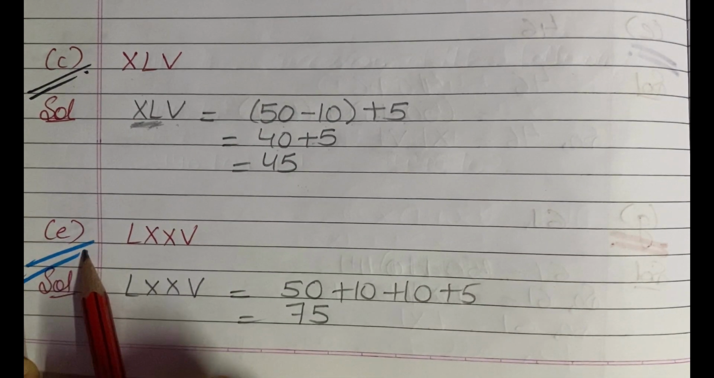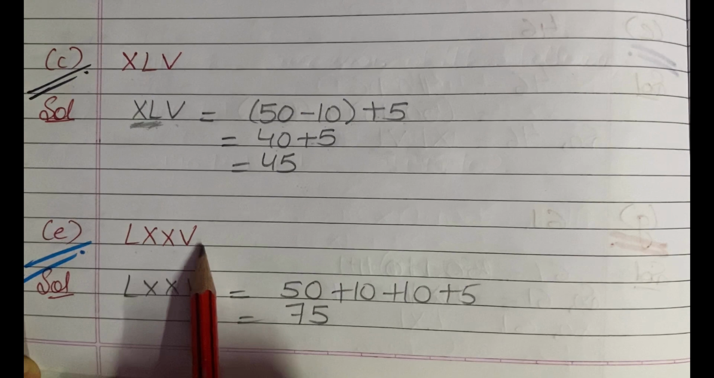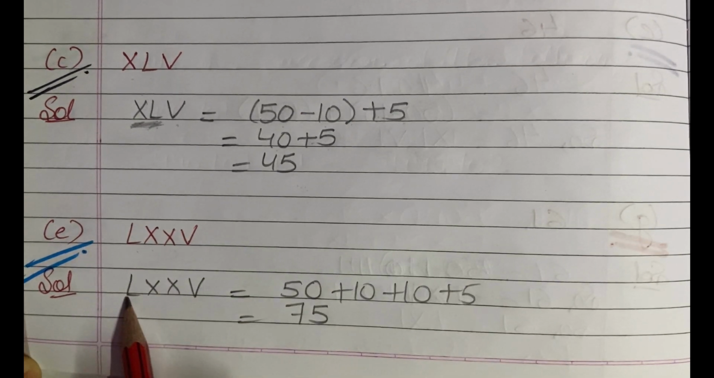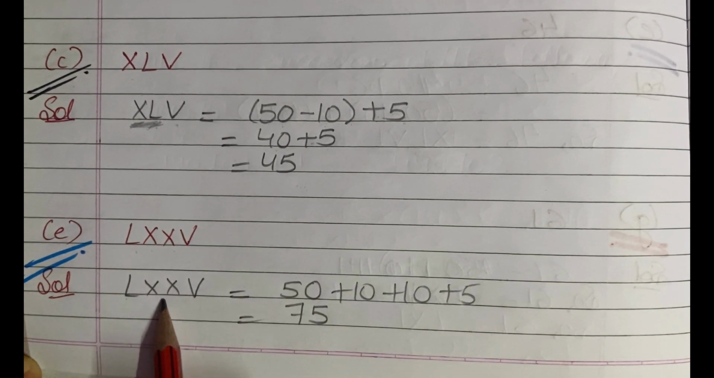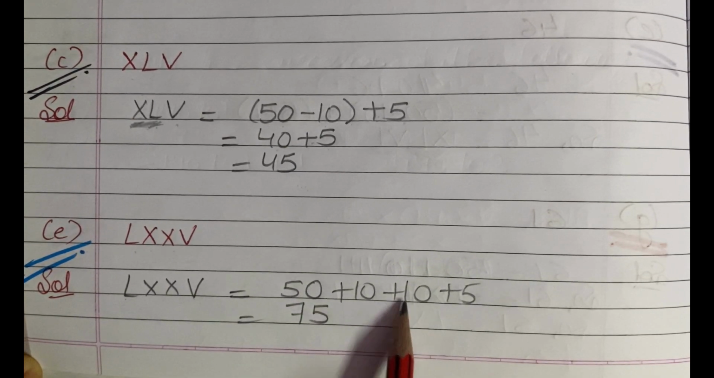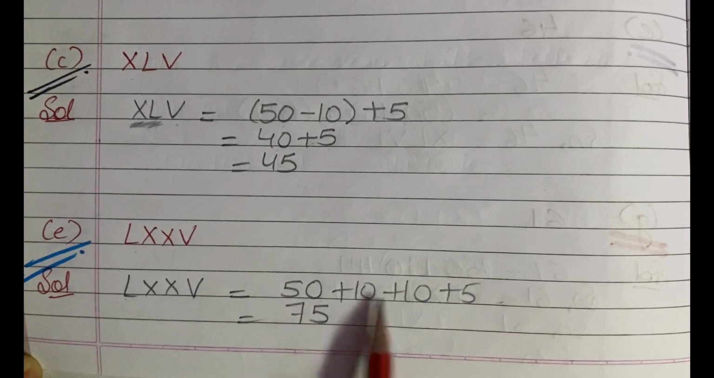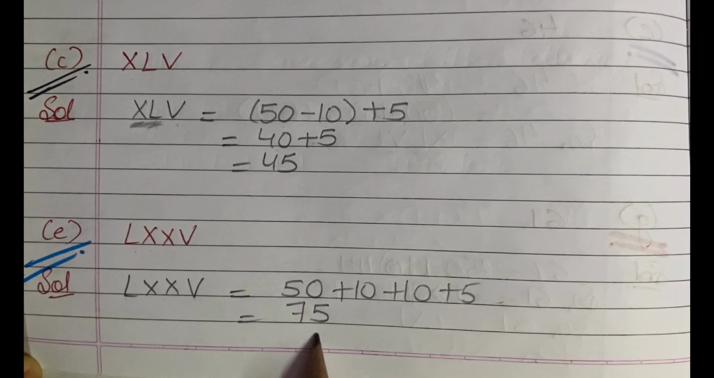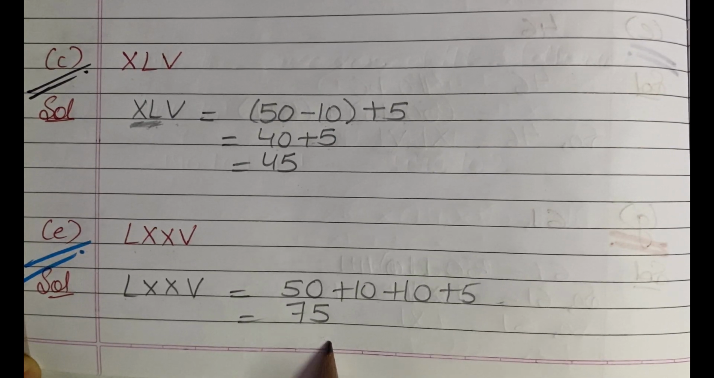Next is E part. In E part we are having LXXV. Now you know that L stands for 50, X stands for 10, X stands for 10, and V stands for 5. So this means 50 plus 10 plus 10 plus 5, and on adding it we will get 75 as an answer. Hopefully it is also clear to you.